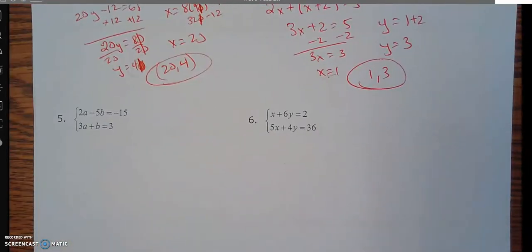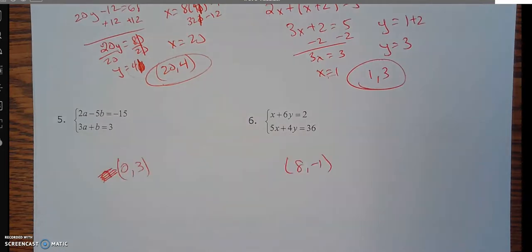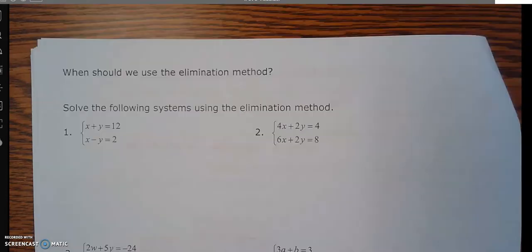Now these last two, if you want to practice them, you can. I think I'll just put the answers down. So I got 0, 3, and 8, negative 1 for those. If you want to try those out, see if you got them right. I'm going to move on to the back side.